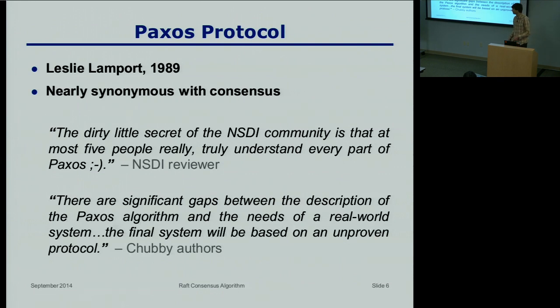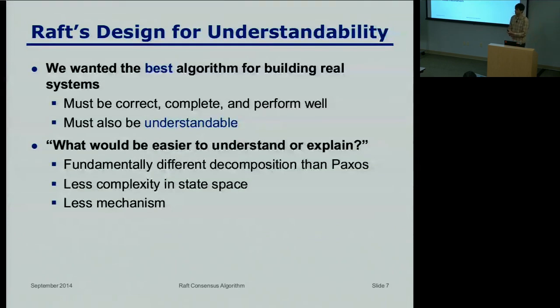These are the problems that we tried to address with Raft. We designed Raft specifically for understandability. Our goal was to find the best algorithm for building real practical systems. So it had to be correct, complete, and perform well. These are things that Paxos already did, but it also had to be understandable so that you could teach it and so that you could implement it at a reasonable cost. At every step of the way, when we reached a design decision, we asked, what would be easier to understand or easier to explain? That's the criteria we used to explore a new design.